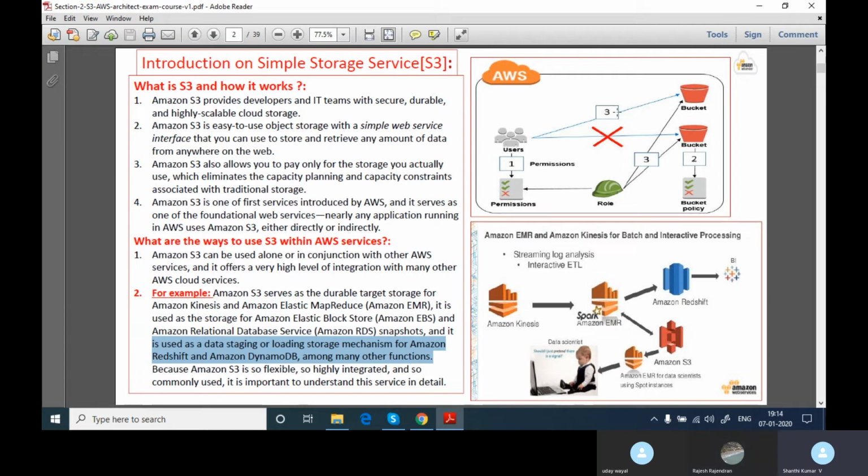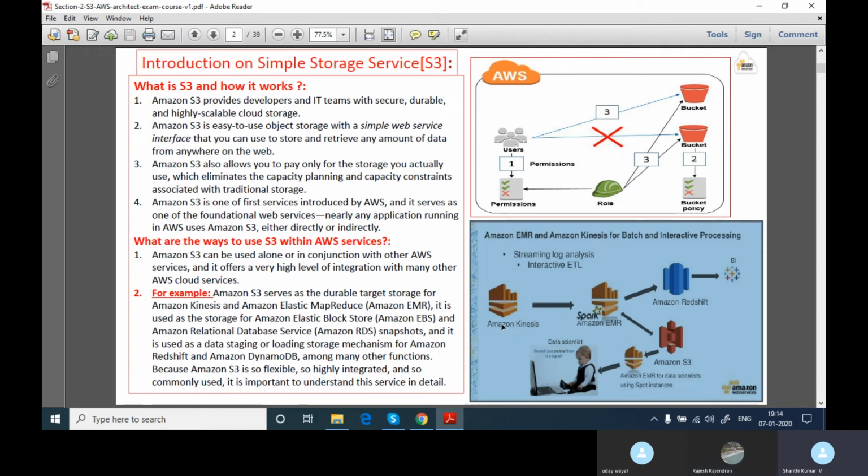So basically what happens, the user can come and access it, and he can upload files from the local system to that. That is the simple mechanism. But S3 has so many other features, which we are going to see in the coming slides. Now, if you take a typical data warehouse or big data concept, you have Amazon Kinesis.